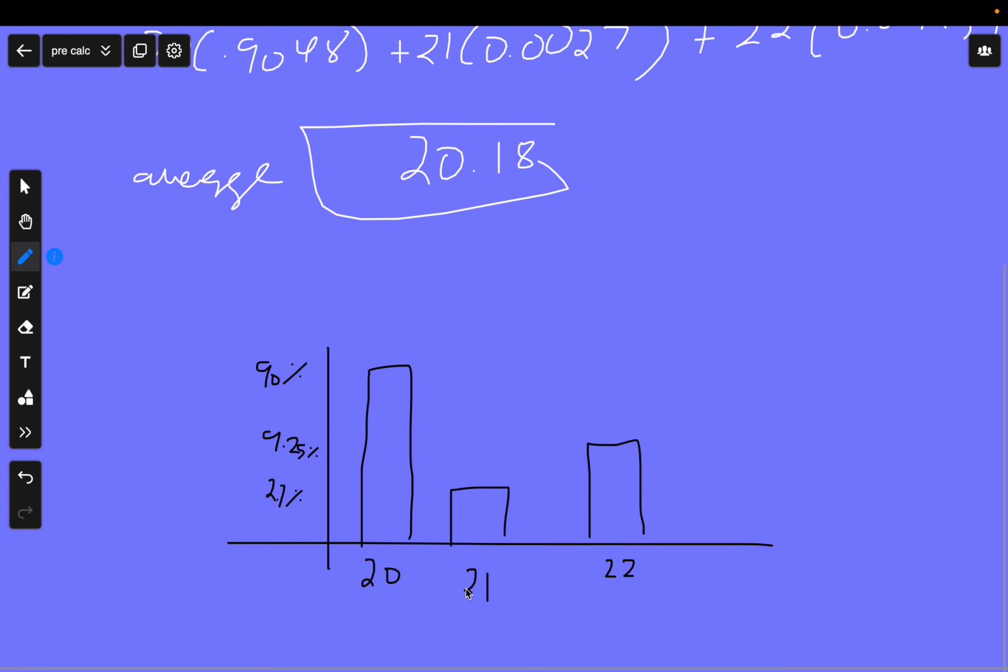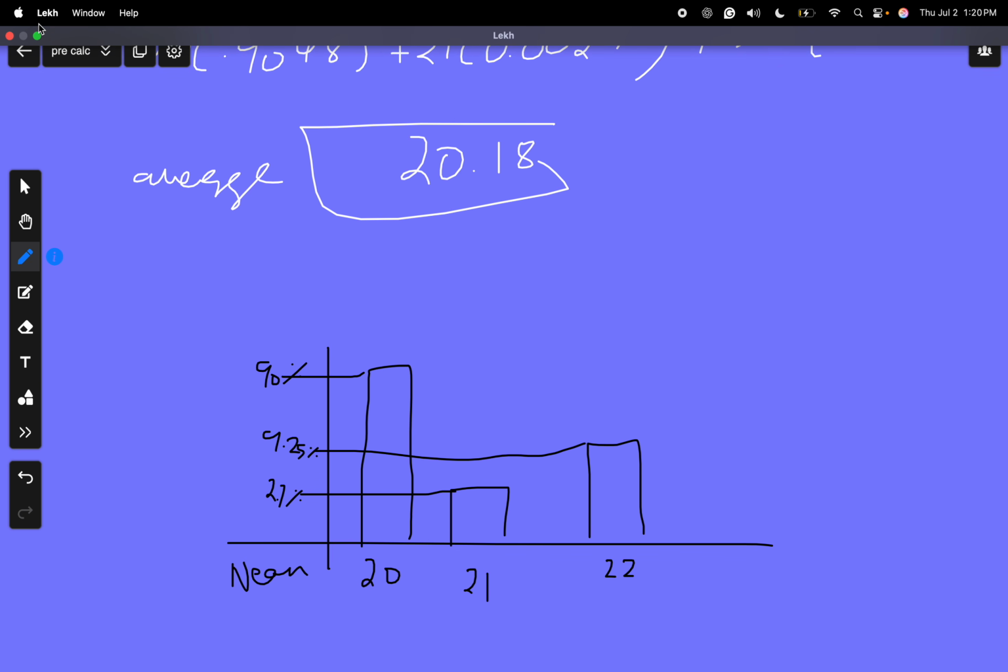Of course, they'll say the element neon, and then you have neon 20, 21, 22, and then they're kind of bars like this, and they'll all be going to different heights.